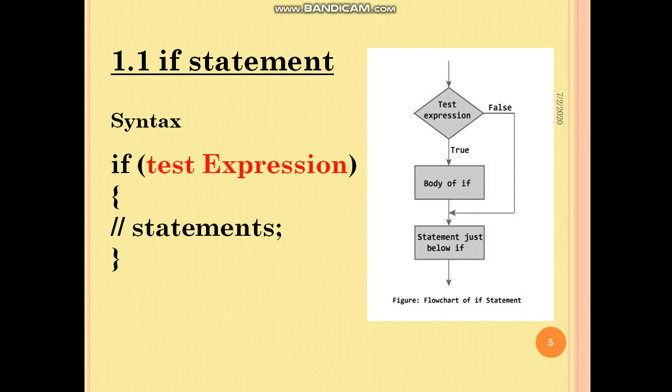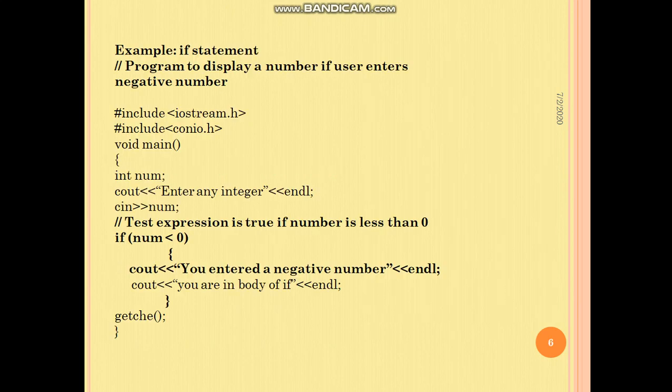Now here in a flow chart you can see the diagram of this structure. The test expression is first tested. If it is true, the control is transferred into the body of the if statement. But if it is false, the control is given to the next statement below the if statement. Now let's see a further explanation with the help of an example.